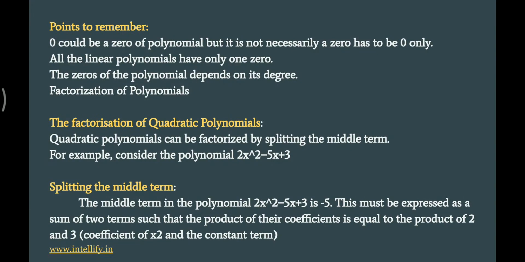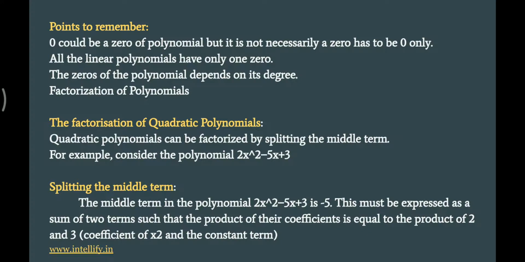We need to remember some of the points. 0 could be a zero of a polynomial, but it is not necessary that a zero has to be only 0. All the linear polynomials have only one zero. The zeros of a polynomial depend on its degree.